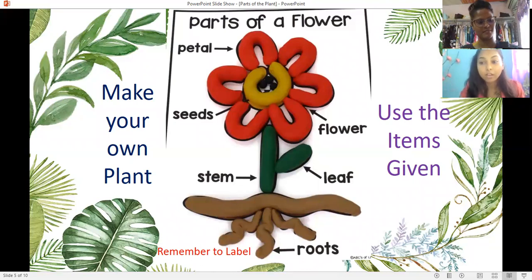You have to make sure your plant has these things. Now you can use whatever color Play-Doh you want. This is your plant. But there must be all the parts of the plant. And after you are finished making your plant, you remember to label them. All right. So Miss just distributed the Play-Doh for you. So you get to do that now. And what you're seeing on the screen, this is what your plant should look like. All right.